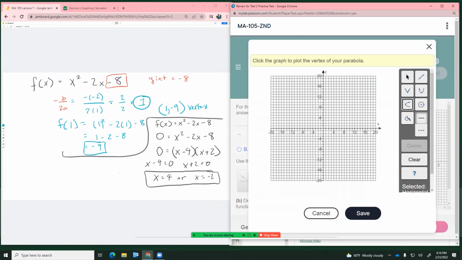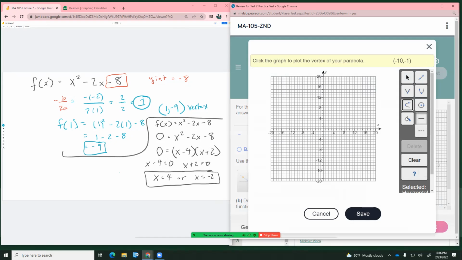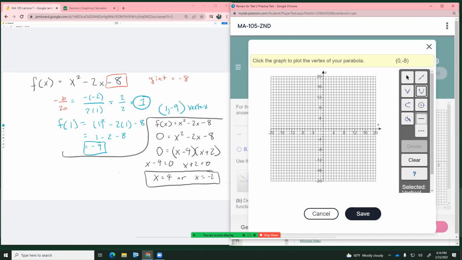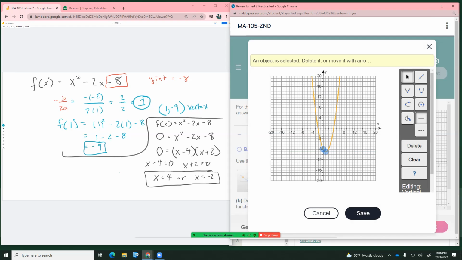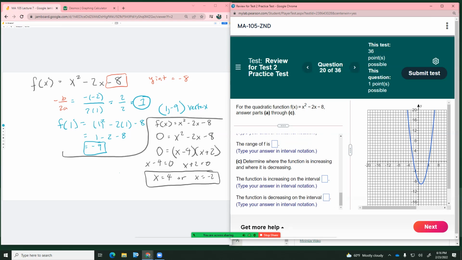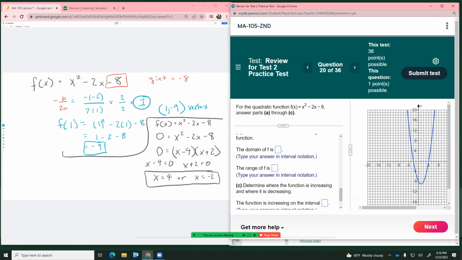All right, let's see if I can figure out how to use this thing because I don't like using it, but it is what it is. All right, so we got 1, negative 9. Looks like it's about here. Boom. And then we need the point. I'm going to use the y-intercept at negative 8 just to make my life easier. Ooh, that's not what I wanted. So clear. Yes, this is what we want. We want this and that. Boom. And save. All right. Cool.